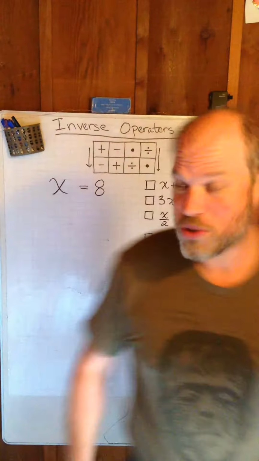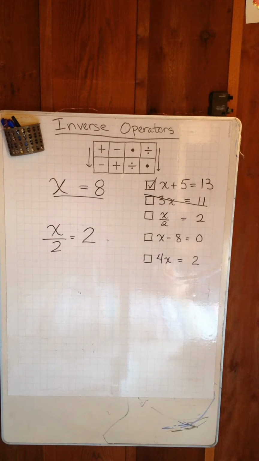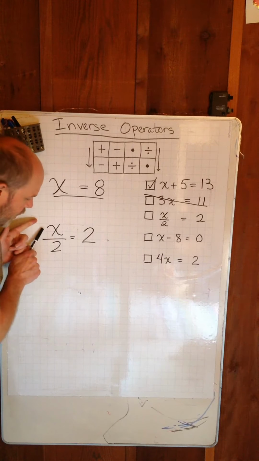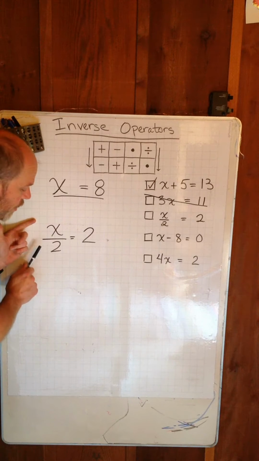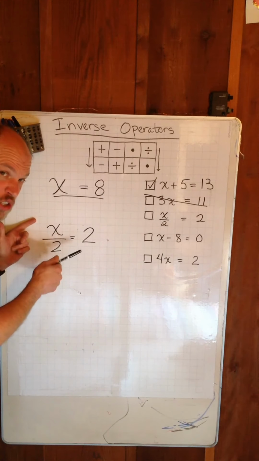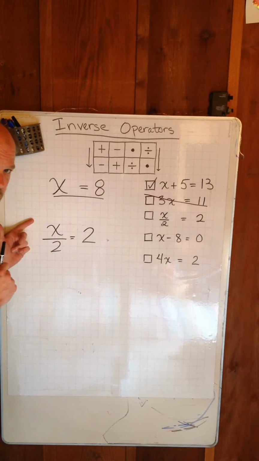We have x divided by 2 equals 2. Now, remember, I want to do the inverse operation of what's being done to x. Here, I'm saying that this is x divided by 2, so I want to undo divide by 2. Why don't you pause the video and see if you can do this on your own?